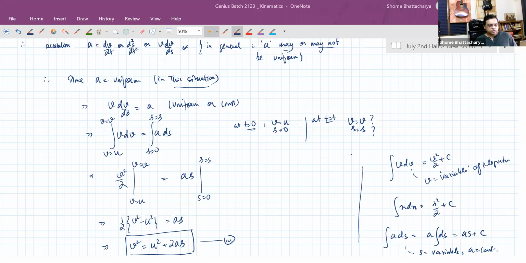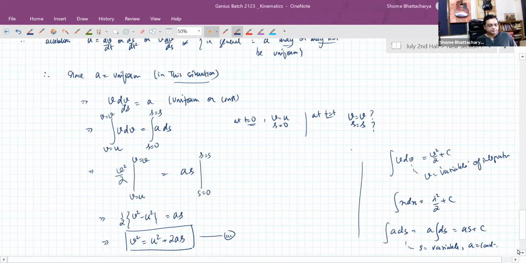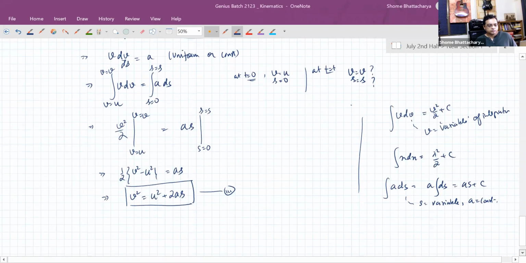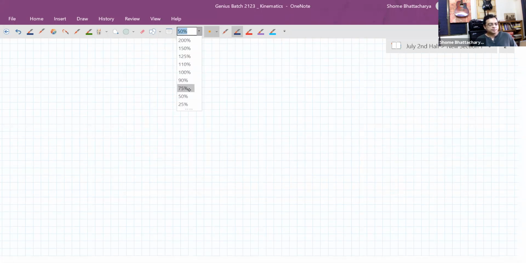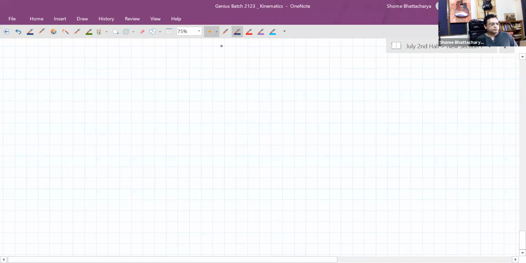Okay, so there we are. Those are our three equations of motion. Now we look at some application examples. So before we get into application examples, we will look specifically at the different cases.